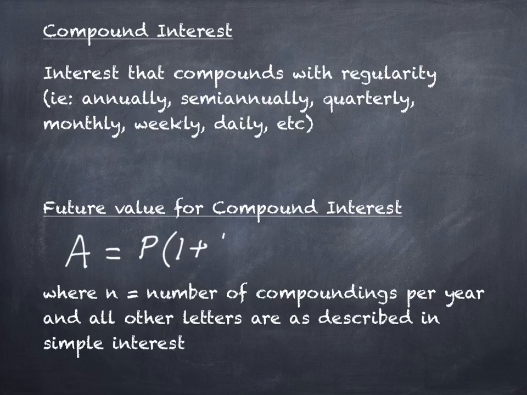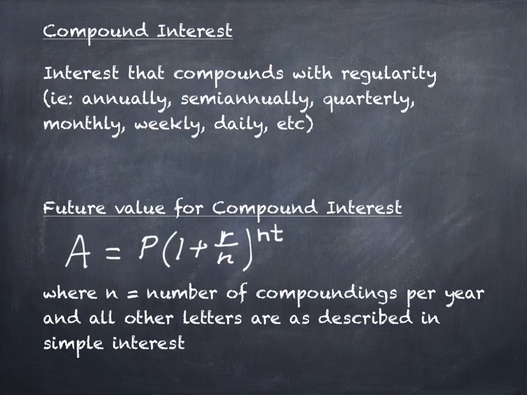What you do next is you take R and you divide it by N, and you close your parentheses. And then you have an exponent. Now that's new, we haven't had that yet. The exponent is NT. Now most of these pieces we've already used. We used them with simple interest. P is what? The principal.